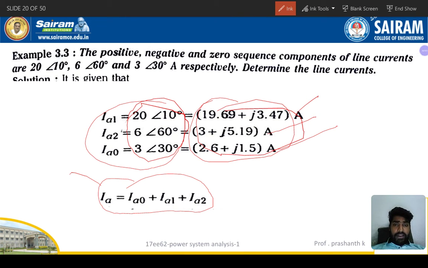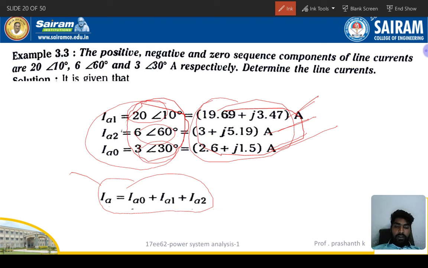Hello everyone, let's start with the next problem of your third module, symmetrical components. The positive, negative, and zero sequence components of line currents are given: IA1 is 20 angle 10 degrees, IA2, the negative sequence component, is 6 angle 60 degrees, and the zero sequence component is 3 angle 30 degrees. For the calculation, I converted them into rectangular form.